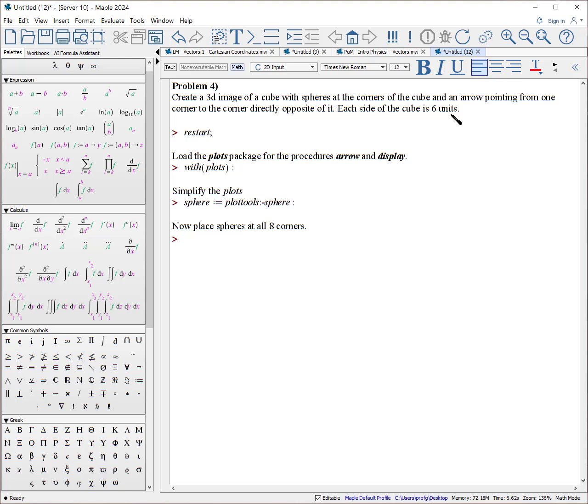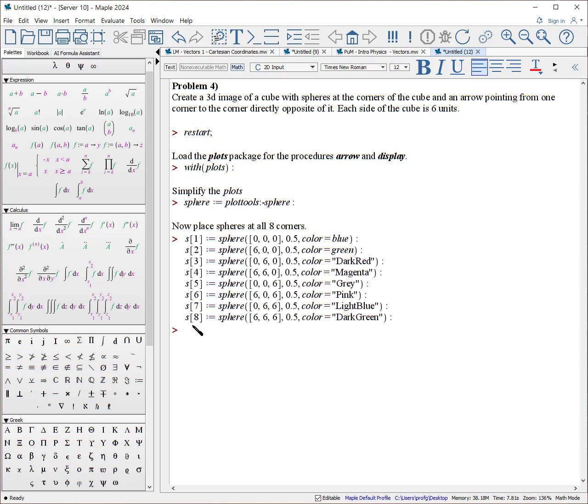So we're going to restart, load the plots package, define sphere as something from the plottools package, and place all the spheres at the 8 corners. I made a table labeled S from 1 to 8 where the location of each of the spheres are. I had to put in the components X, Y, and Z of every sphere, its radius, and a particular color. There is our arrow coming from the plots package, starting at 0,0,0 and pointing to 6,6,6.